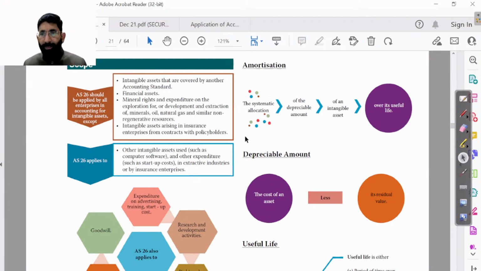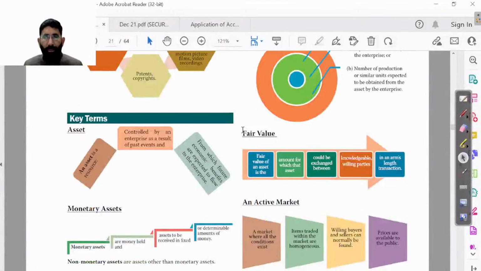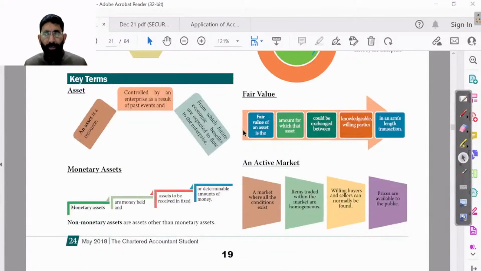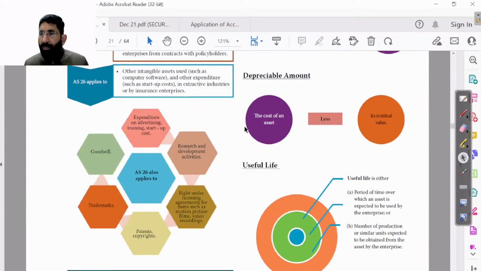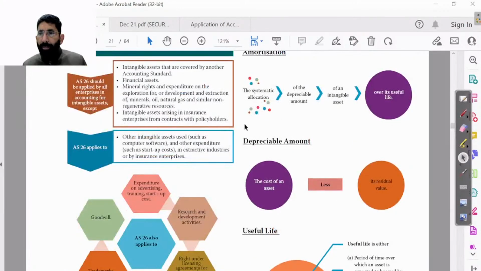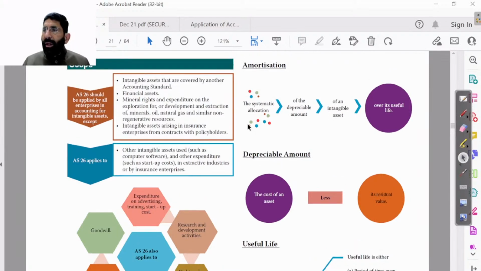Non-monetary assets. Okay, good. Depreciable amount of intangible assets over useful life. We will discuss in detail, Khushi, regarding the depreciable amount of intangible assets over useful life. Okay, so that has been given here, amortization. It is to be discussed here, it will be a better option.